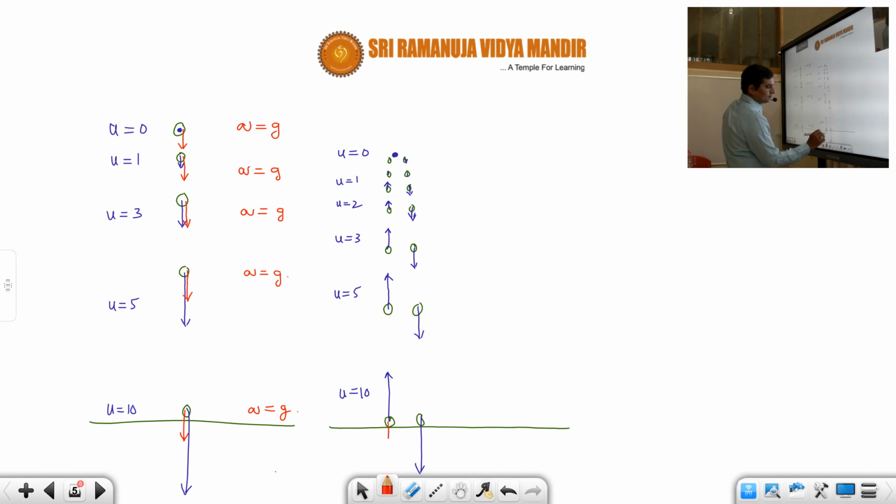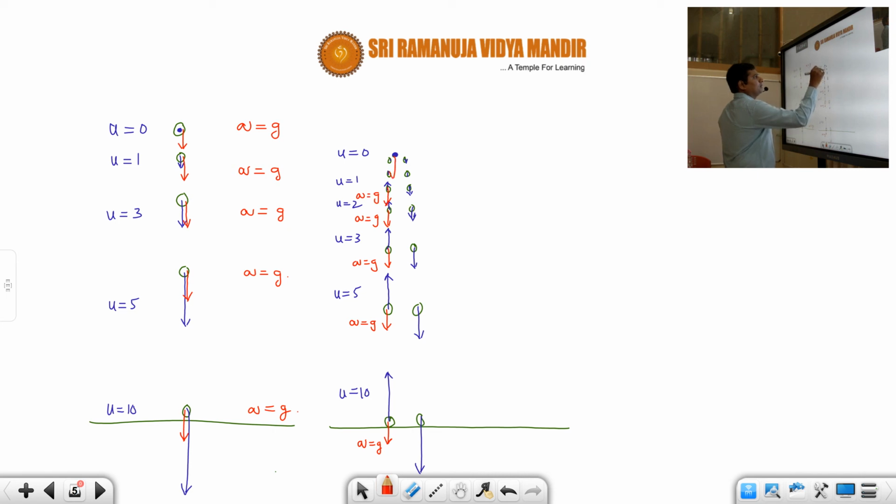Now, when it is going upwards, observe the length of the arrow and also the magnitude. a is g. Here also a is g, here also a is g. Here also same length, a equal to g.